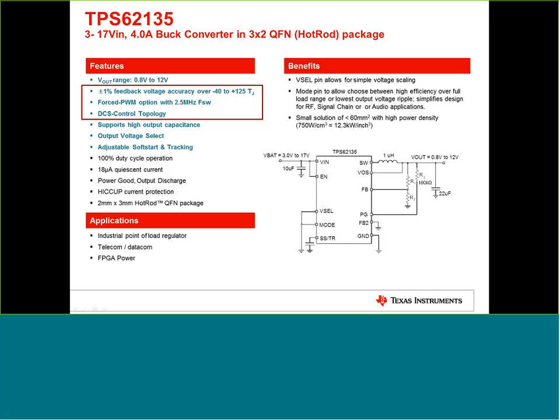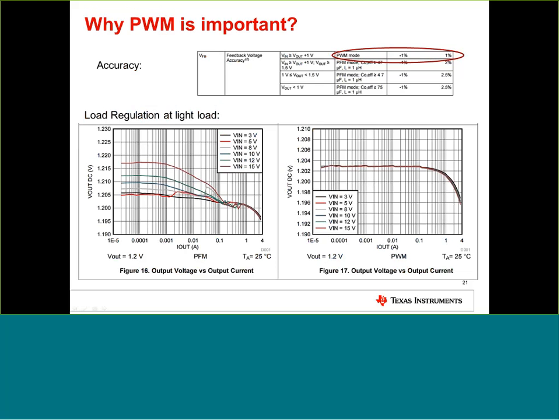On the next slides, we can see some information on why this PWM mode is so important. The first thing is the accuracy I already mentioned. This is a cutout of the data sheet. If you have a look here, the feedback voltage accuracy in the PWM mode over the entire temperature range is from -1% to +1%. And this is really mandatory to get this high accuracy DC voltage.